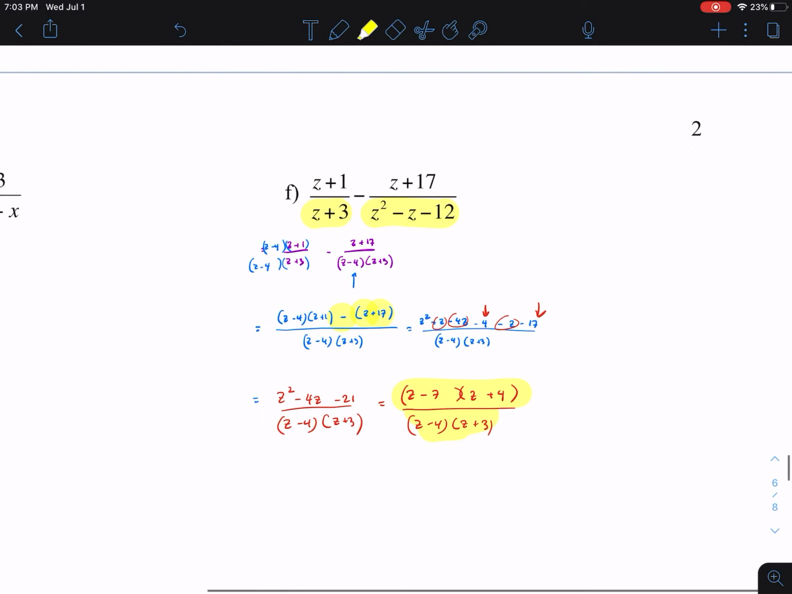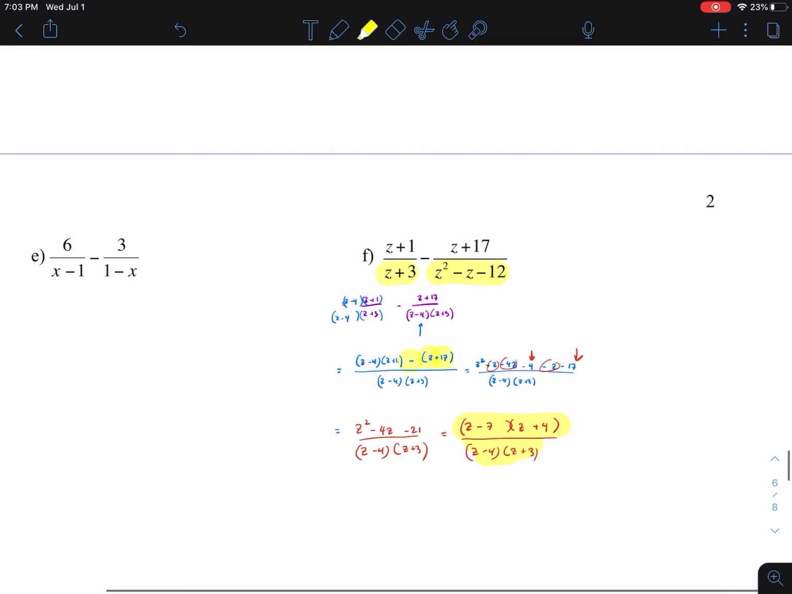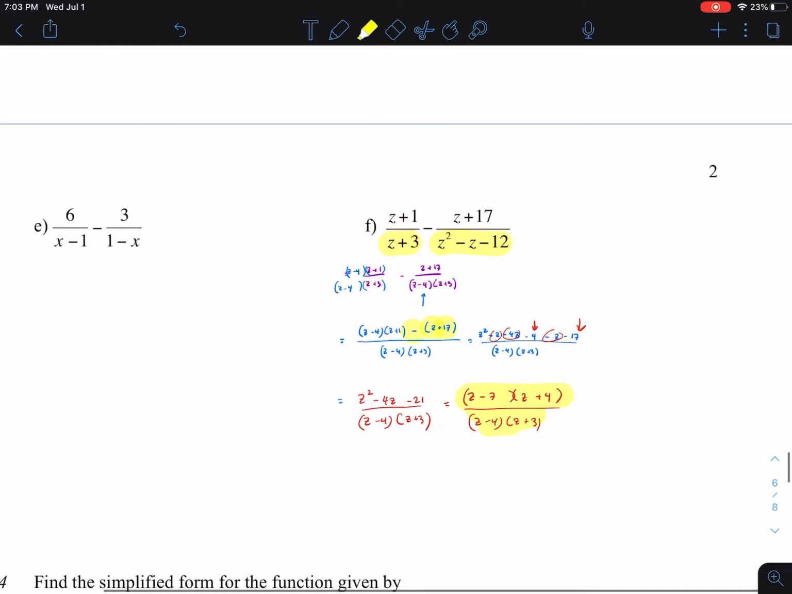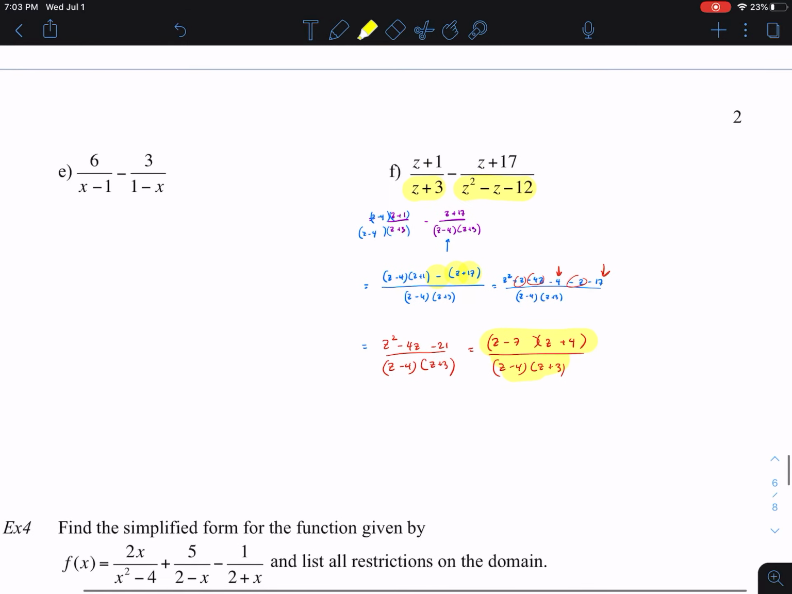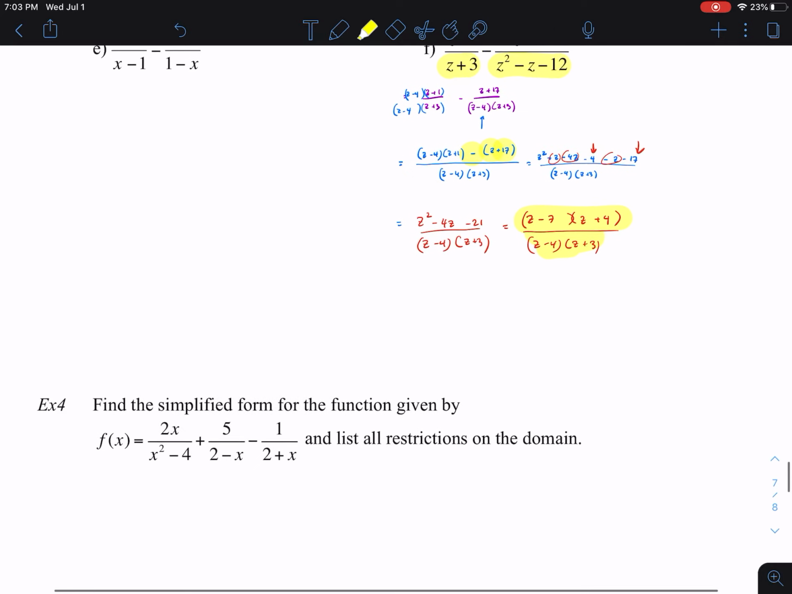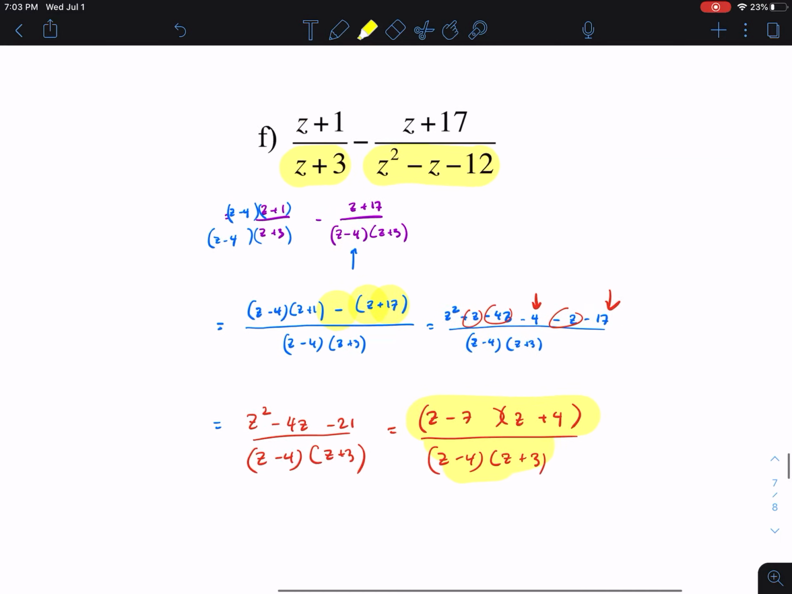Okay, so that's how we add and subtract polynomials. We look for the common denominator. The objective is to make sure the denominators are the same, and you just multiply the appropriate missing factors to make sure they're the same. And simplify the numerator after that, and then it should be good. All right, it's going to take some practice though.